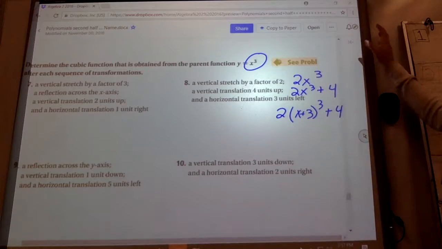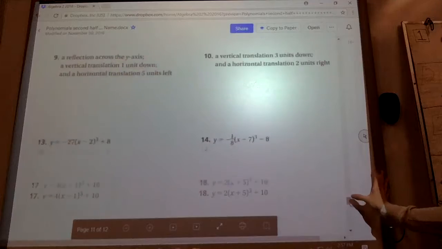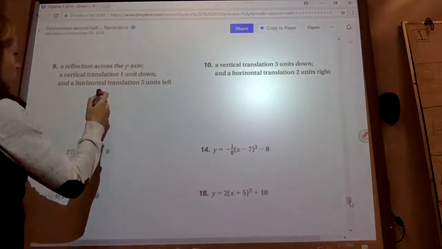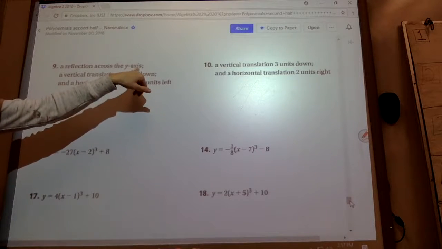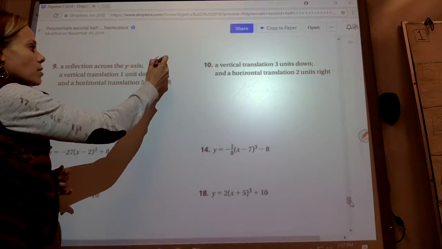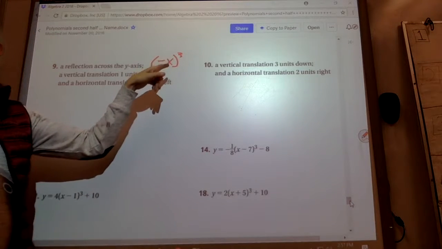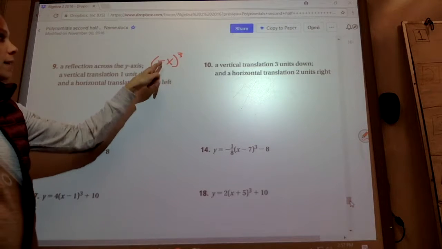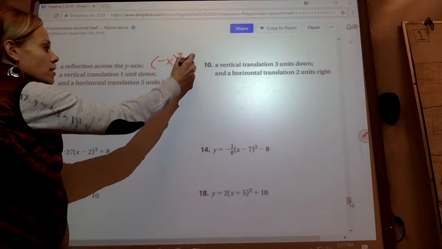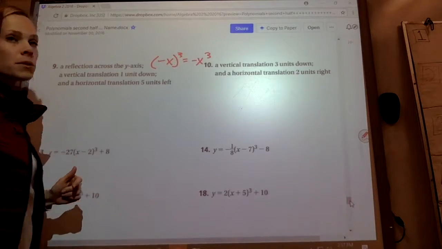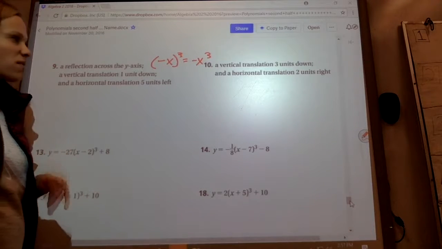Okay. Let's try another one. So again, I have x cubed, and now I want to reflect across the y-axis. Reflecting across the y-axis is different than the x, because on x cubed, just the x is going to get negated, right? But these we can simplify. Any negative to an odd degree stays negative. So this would actually simplify to negative x cubed. Okay? The only ones you're not going to simplify are the horizontal left and right.